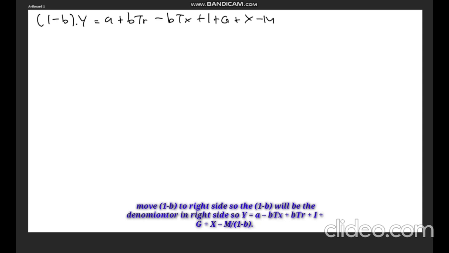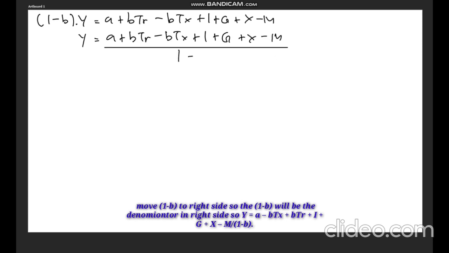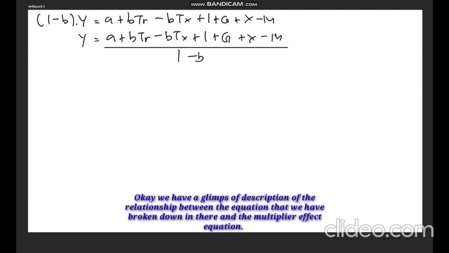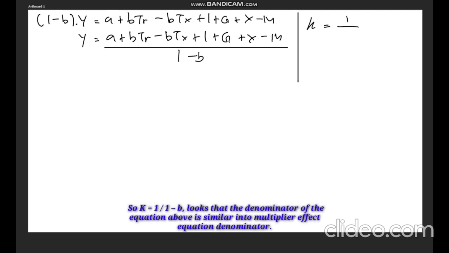Move 1 minus b to the right side, so the 1 minus b will be the denominator on the right side. So Y equals a minus b Tx plus b Tr plus I plus G plus X minus M, divided by 1 minus b. Okay, we have a glimpse of the relationship between the equation that we have broken down here and the multiplier effect equation. So K equals 1 divided by 1 minus b. It looks like the denominator of the equation above is similar to the multiplier effect equation denominator.